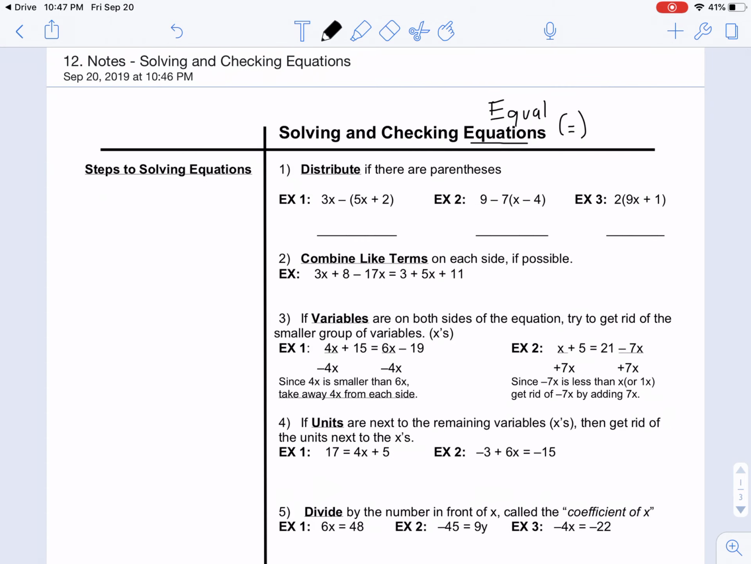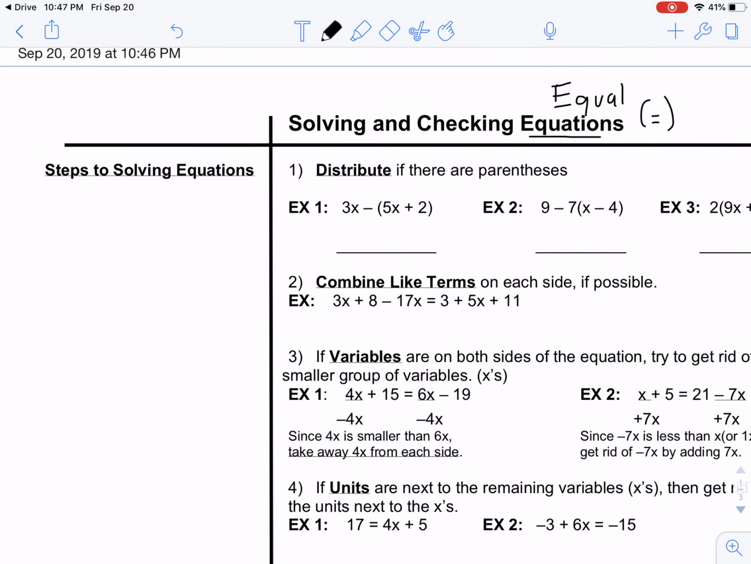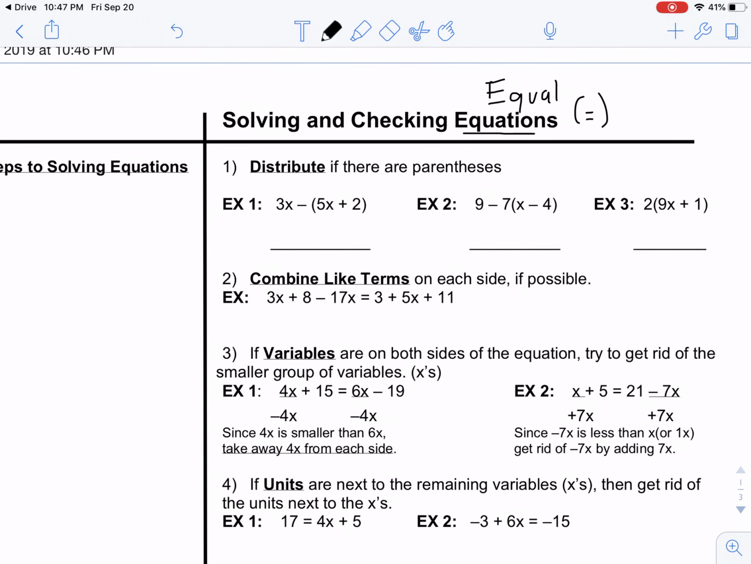You're going to notice in the first step there will not be an equal sign, but throughout the entire notes you will see that we are solving and checking equations. So, steps to solving equations. Step 1 is to distribute the parentheses.